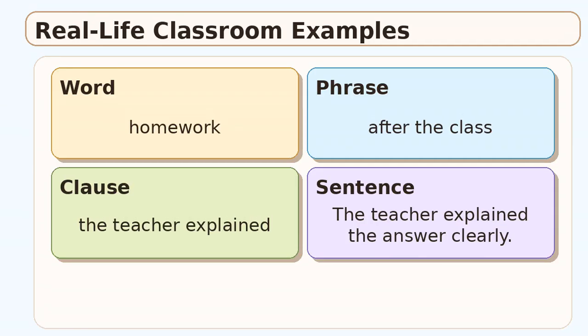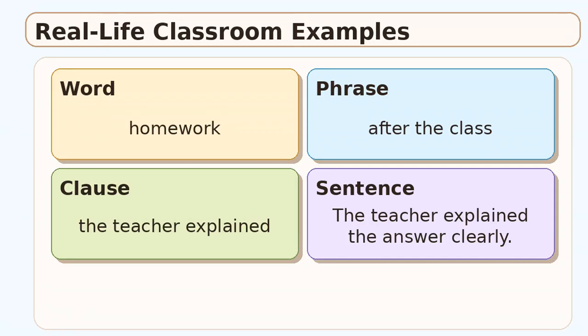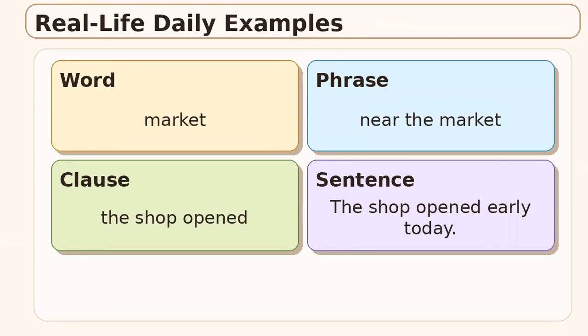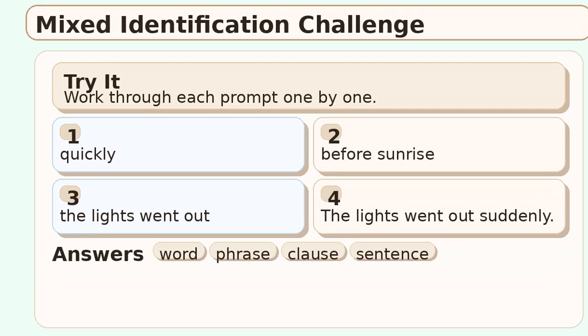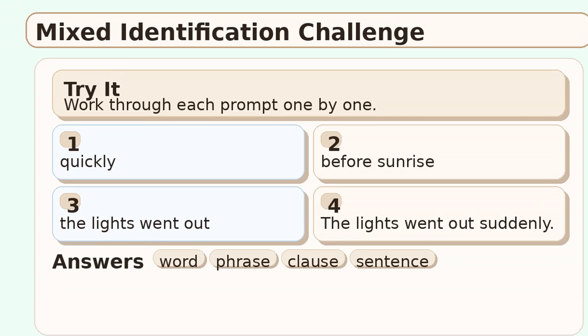Let us move into natural classroom-style examples. This makes the concept easier to remember because you can hear how these structures appear in daily English. Now let us use daily life examples from outside the classroom. Strong grammar understanding should work in ordinary situations, not only inside textbook sentences. This time the items are mixed. Your job is to label each one correctly as word, phrase, clause, or sentence.